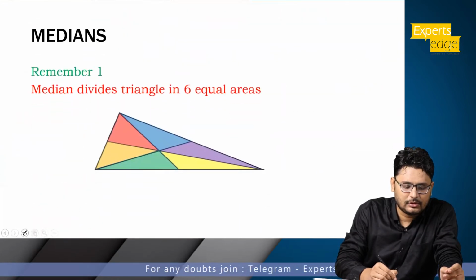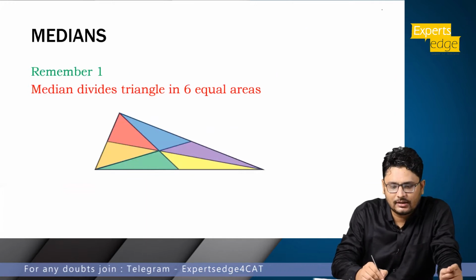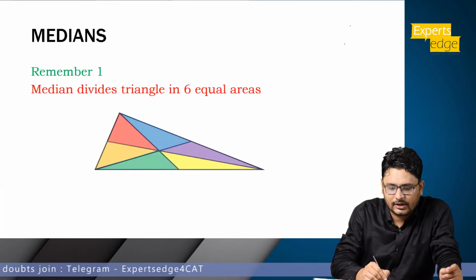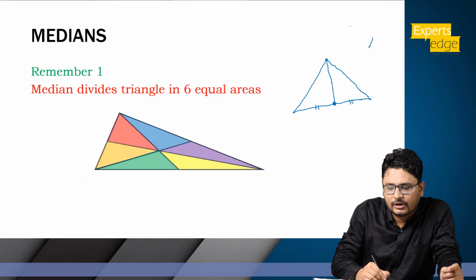So the first thing to remember about the median is that it divides the opposite side into two equal halves, right? So if I say this is my triangle and this is my median, what does the median do? The median divides the opposite side into two equal halves. Now these two triangles have the same height and the same base. So it divides a triangle into two equal halves.